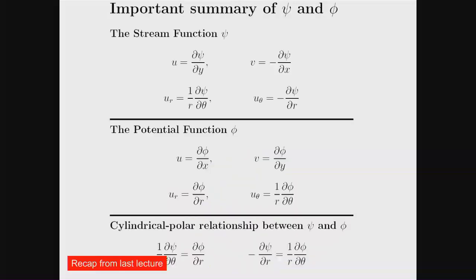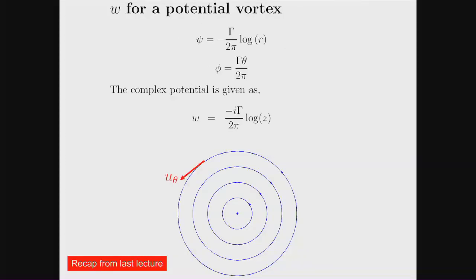Okay? And using the relationship between phi and psi, we can then derive our potential function for a potential vortex. And the complex potential is just equal to phi plus i psi, which gives you W equals negative i gamma over 2 pi log z. Okay, everyone's clear so far? Yep, just a quick refresher.